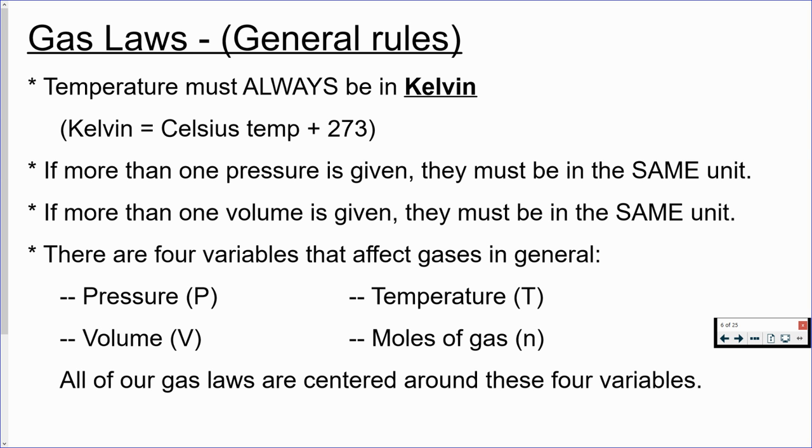So you're going to take your degrees Celsius and add 273 in order to find Kelvin. This equation can be found on the back of your periodic table in the upper right-hand corner.